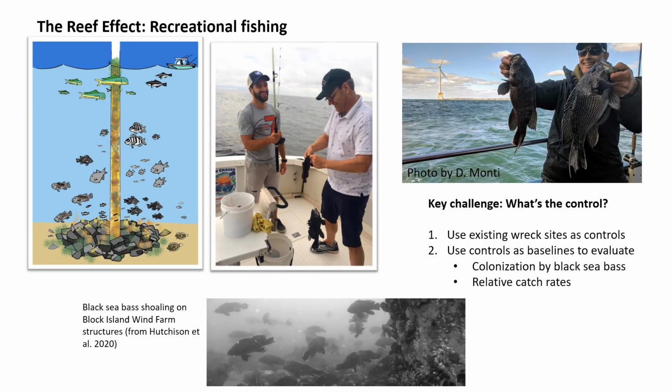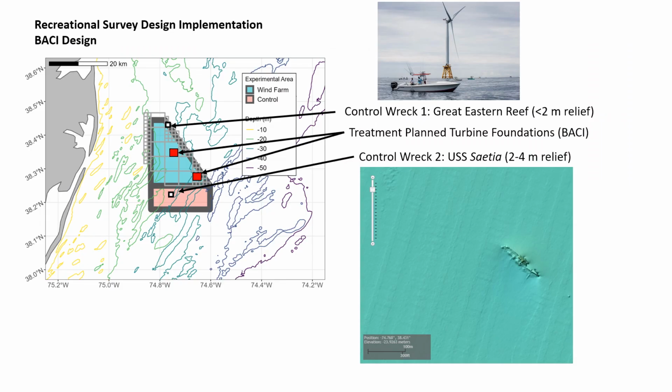That black sea bass are attracted to subfoundations is all but settled science. What we wish to understand here is how this will impact the recreational fishery, which currently relies on wreck structures. We will do this by comparing catch rates between established fishing wrecks and newly in place turbines. Two wreck structures occur in or close to the project area, and we will use these as controls in our BACI design.